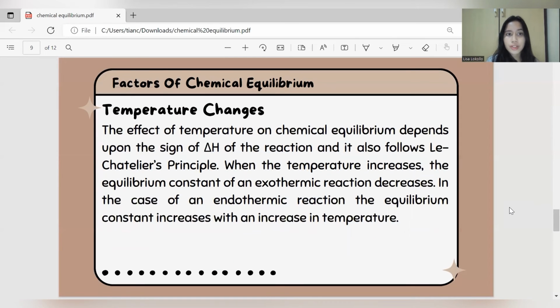The third factor is temperature changes. The effect of temperature on chemical equilibrium depends upon the sign of delta H of the reaction, and it also follows Le Chatelier's principle. When the temperature increases, the equilibrium constant of an exothermic reaction decreases. In the case of an endothermic reaction, the equilibrium constant increases with an increase in temperature.